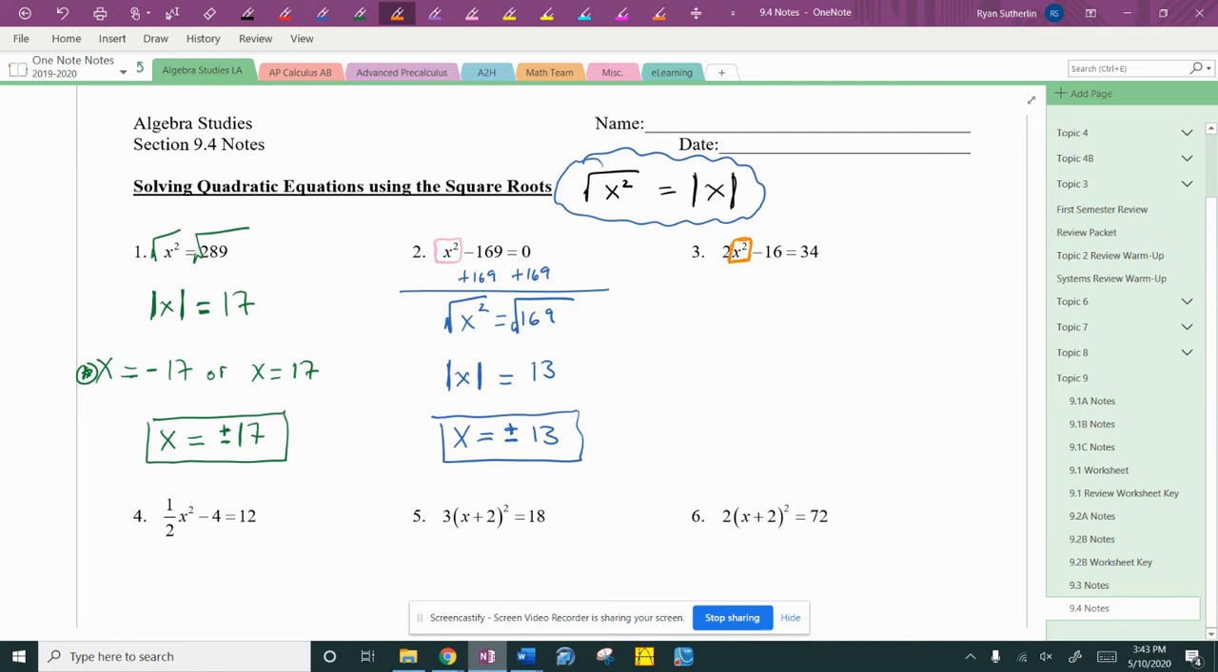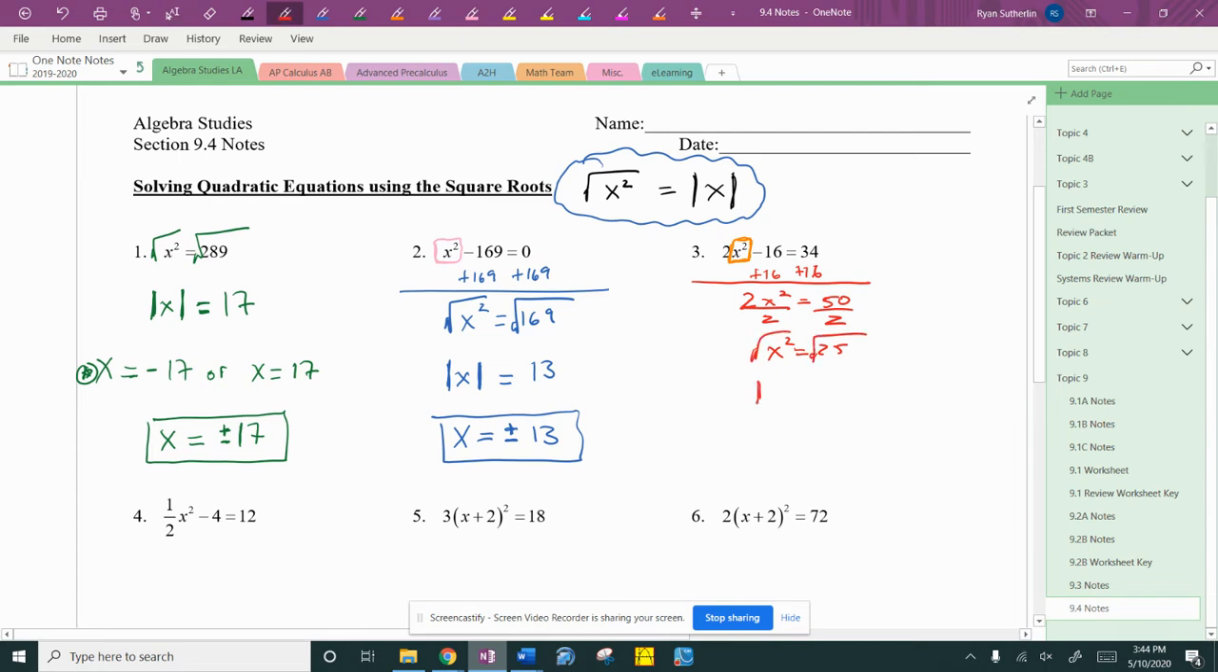Okay, so let's take a look at how you did this. So we add 16 to both sides, almost like we're solving a linear equation. We have 2x squared equals, oh, that should be 50. 2x squared equals 50. Divide both sides by 2. I get x squared equals 25. Now I can take the square root of both sides.